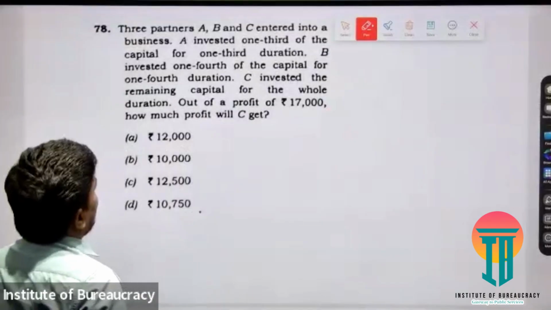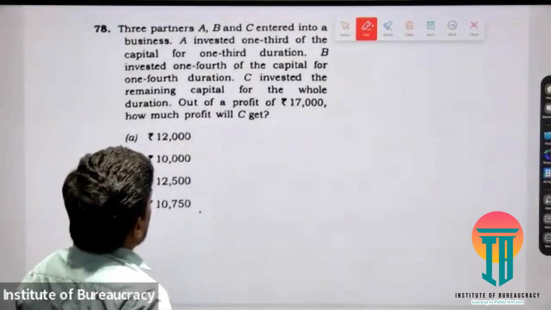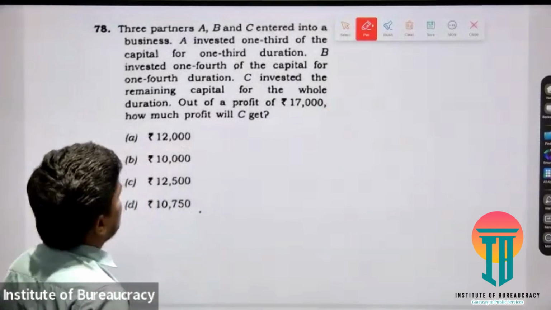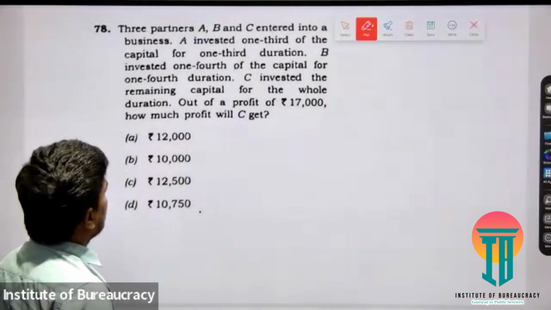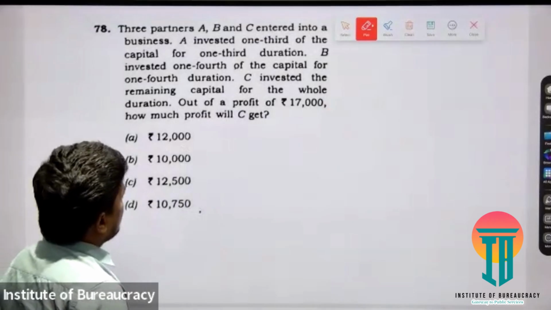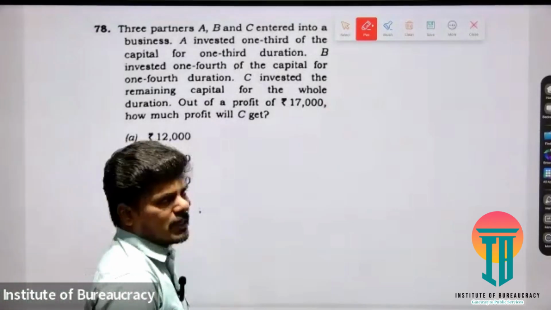Three partners A, B, C enter into business. A invested 1/3 of capital for 1/3 duration. B invested 1/4 of the capital for 1/4 duration. C invested the remaining capital for the whole duration. Out of a profit of 17,000, how much profit will C get? It's a partnership based problem.